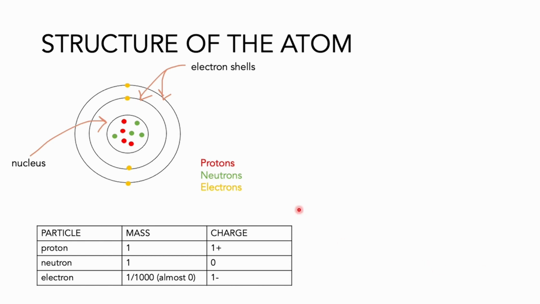Because the nucleus holds protons and neutrons, it is positively charged, but because neutral atoms have the same number of protons and electrons, it is neutral overall as the charges cancel out.